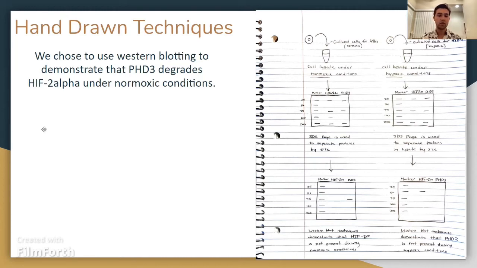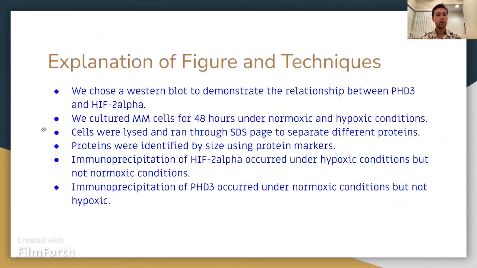And you could see that under normoxic conditions, PHD3 is present, which degrades HIF-alpha when it is present, and the opposite occurs during hypoxic conditions. You can move it to the next one. And here is just a more detailed explanation, but basically, I just summarized what was drawn in the previous slide.